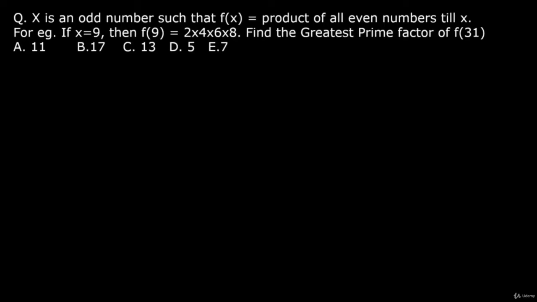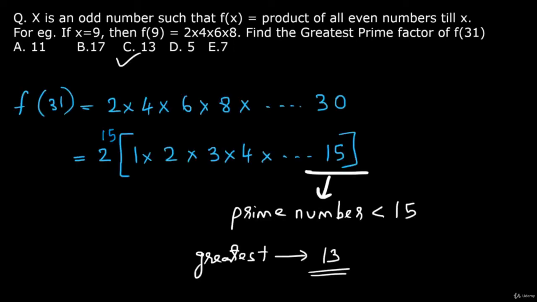X is an odd number such that f of x is equal to the product of all even numbers till x. For example, if x is equal to 9, then f of 9 is 2 into 4 into 6 into 8. Right, because 8 is the highest even number that's less than 9. Alright, now find the greatest prime factor of f of 31. Alright, what's the answer to this question? The correct answer is option C, that's 13.